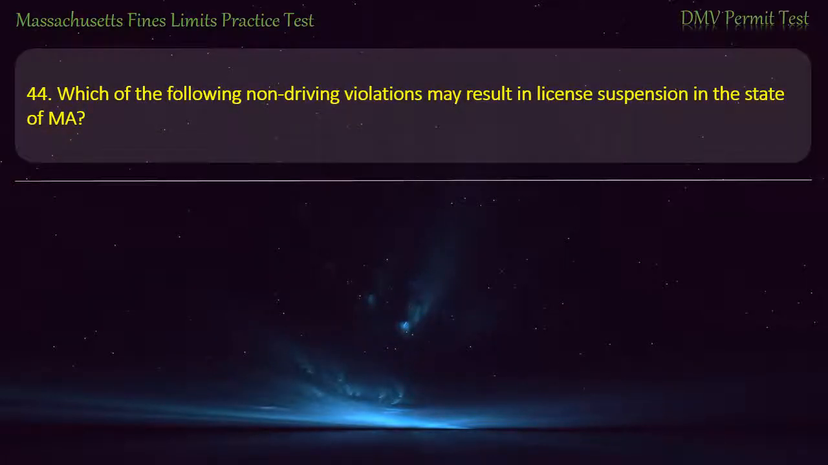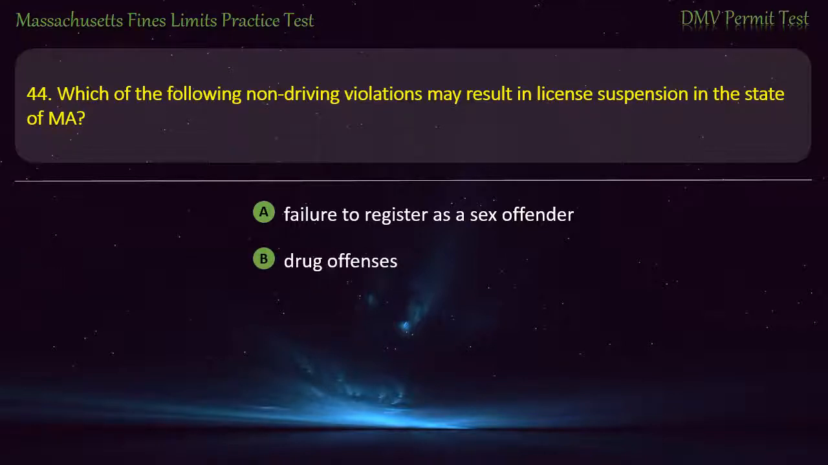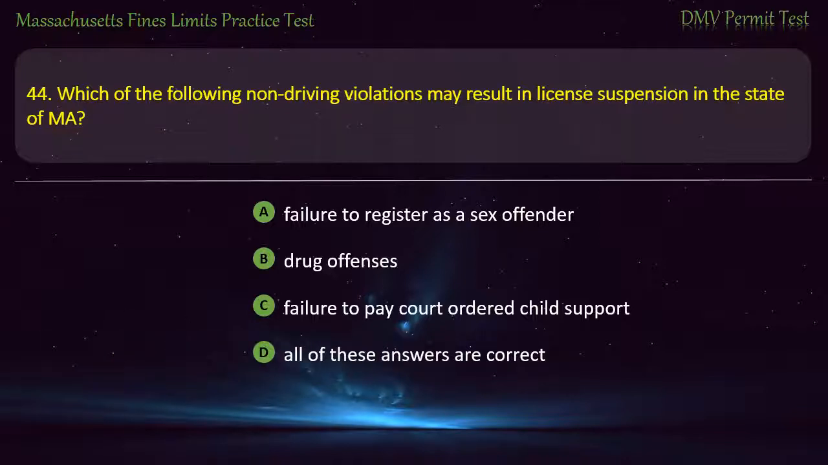Question 44. Which of the following non-driving violations may result in license suspension in the state of MA? Failure to register as a sex offender. Drug offenses. Failure to pay court-ordered child support. All of these answers are correct. Answer: All of these answers are correct.